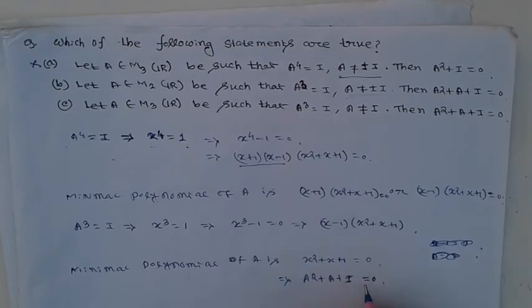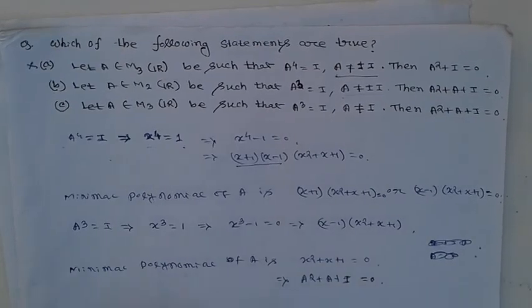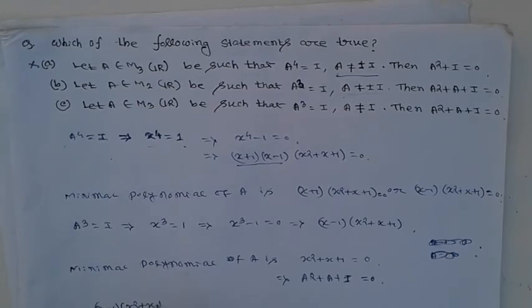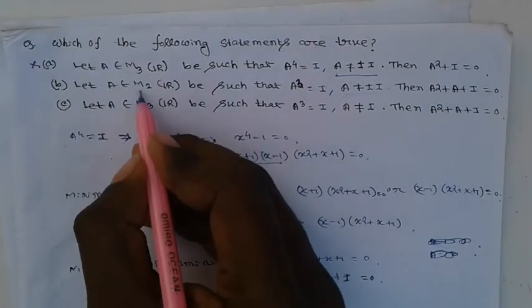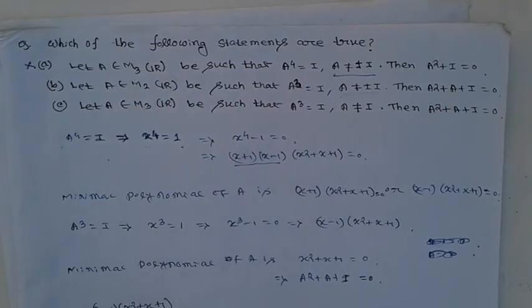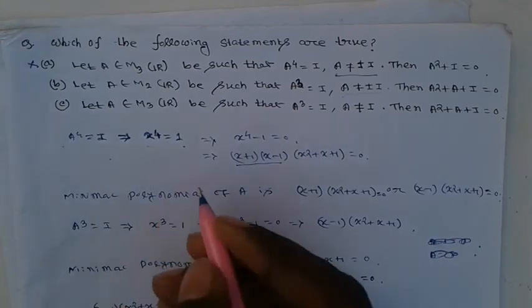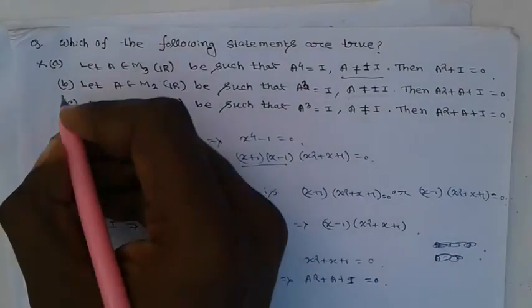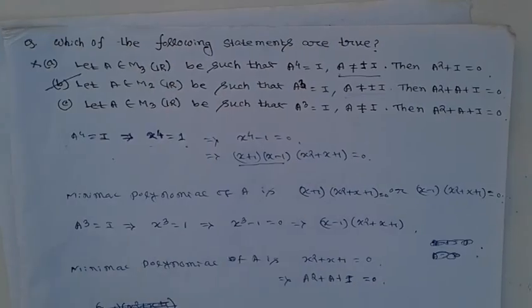since every matrix satisfies its minimal polynomial. Here x minus 1 into x square plus x plus 1 is not the minimal polynomial of the matrix A because A is a 2 cross 2 matrix. So it cannot satisfy a degree 3 equation. So this is not a minimal polynomial. This cannot be the minimal polynomial. So the right option is B.